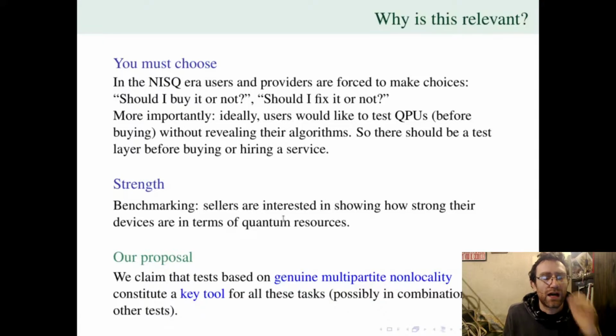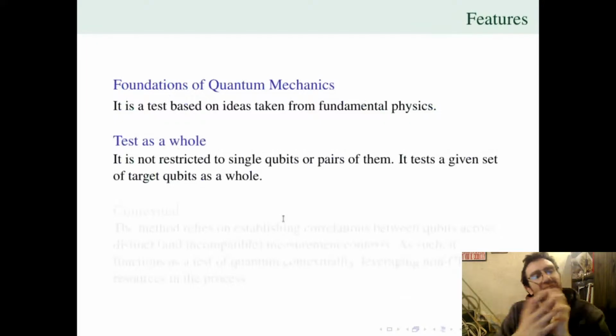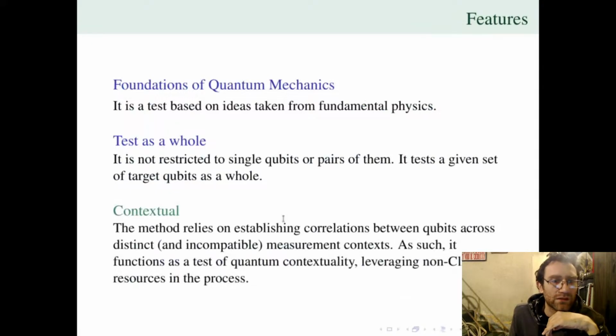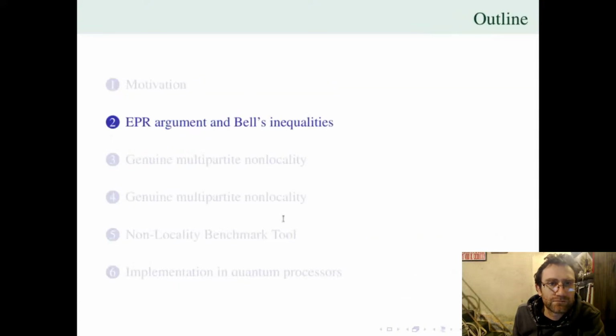Our test is based on ideas taken from fundamental physics, and it is a test as a whole. It is not restricted to single qubits or pairs of them, and it tests a given set of target qubits as a whole. The method relies on establishing correlations between qubits across distinct and incompatible measurement contexts. As such, it functions as a test of quantum contextuality, leveraging non-Clifford resources in the process.